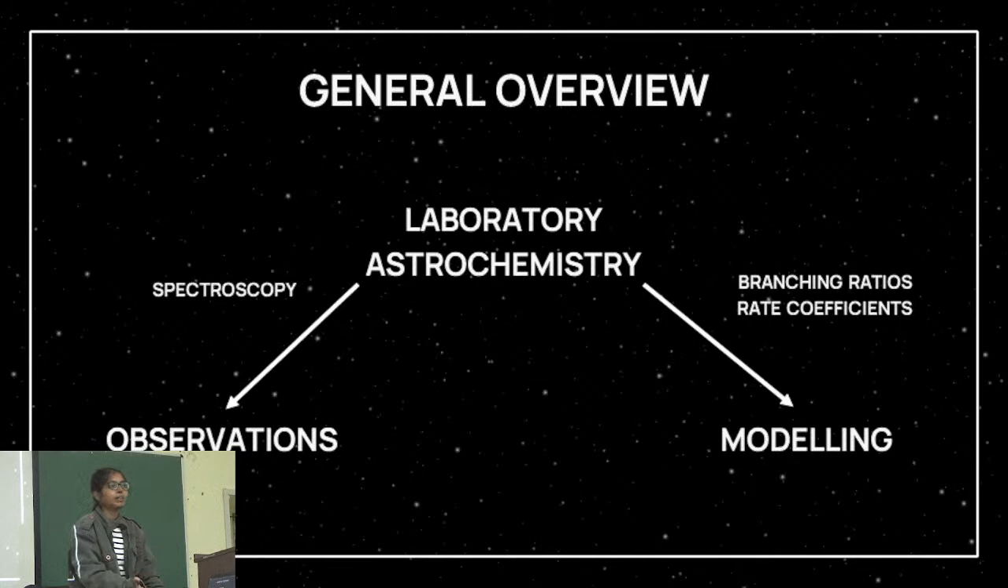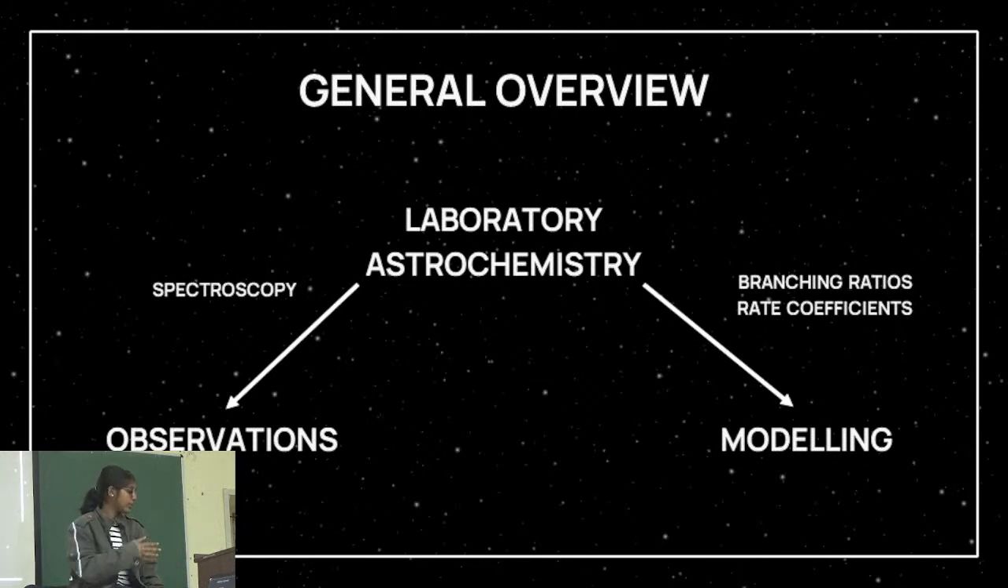Of course, laboratory astrochemistry also contributes to observation. When you hear a claim that some molecule is there, how do you know? You get a spectrum out of space, and then you repeat these spectroscopy measurements in a lab and match the lines. That's how you know what these molecules are, and that's how an observation works. So laboratory astrochemistry sits right in the middle of observation and modeling.